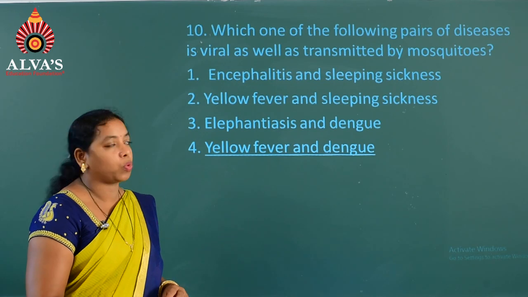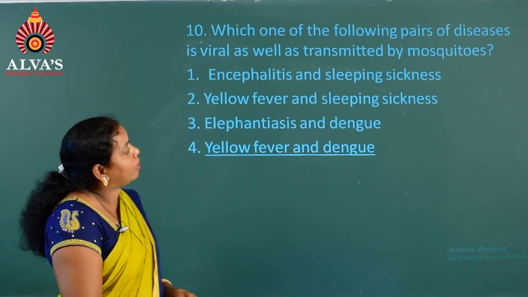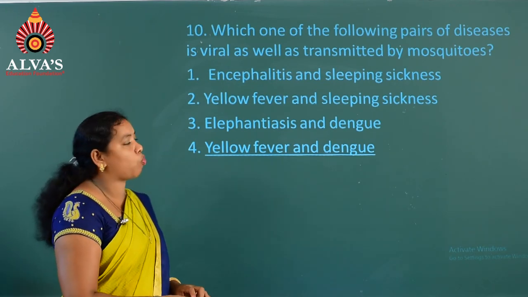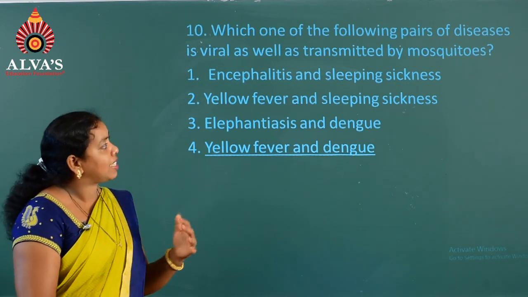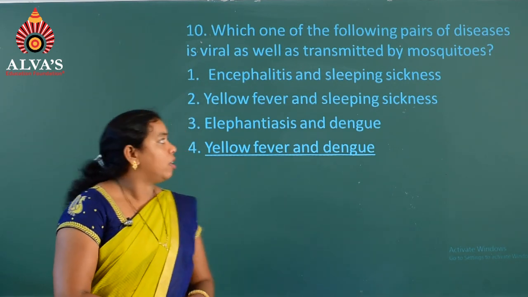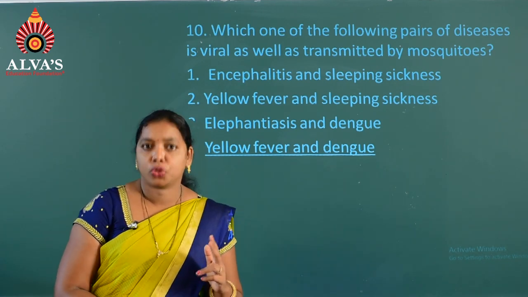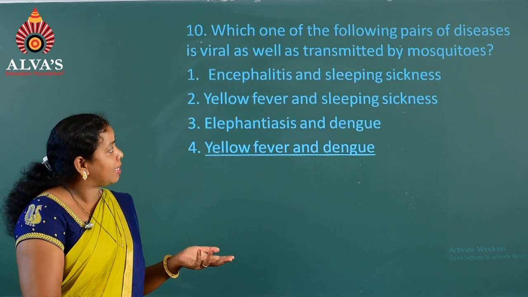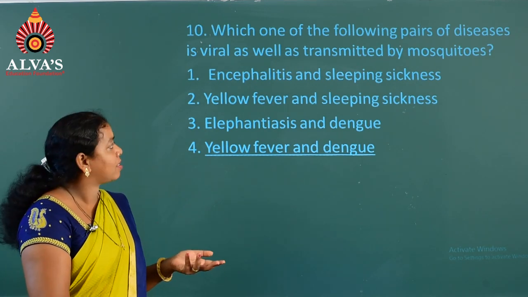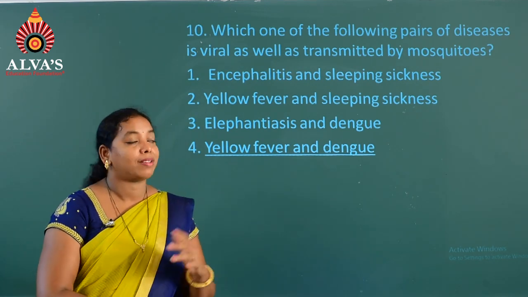Now the 10th question: which one of the following pairs of diseases is viral as well as transmitted by mosquitoes? So here, the pair of diseases should be spread by a virus and also transmitted by mosquitoes.